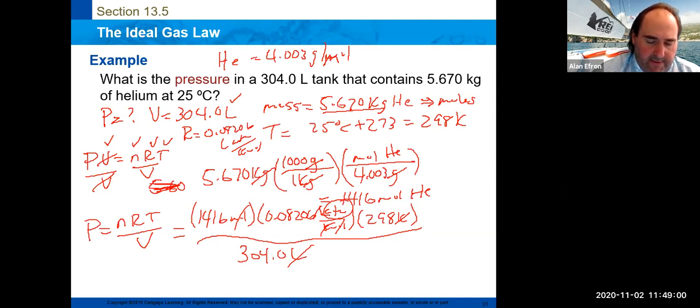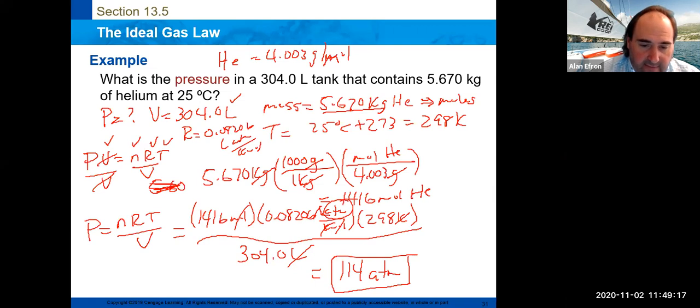And we will end up with, looks like 114 atmospheres on the rounding there, again based off of this number here, which is 3 sig figs. Any questions on that particular calculation? A very common thing that you sometimes have to do with ideal gas laws is take something from grams and convert them to moles using the molar mass like we've done before. Any questions on that one?